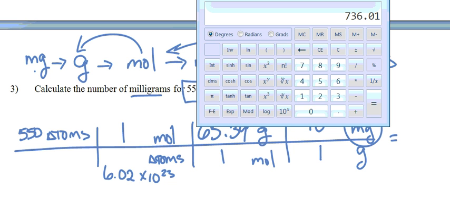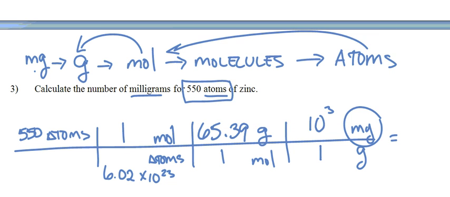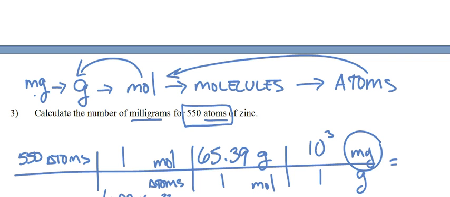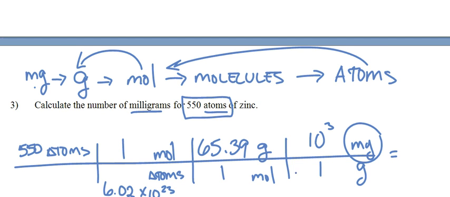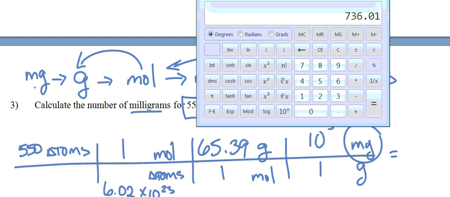All right, so looking at this, let's clear this. Do I have an exponent? Yes, I do. All right, so let's clear this out. So 550 atoms times 65.39 grams times what is 10 to the third?